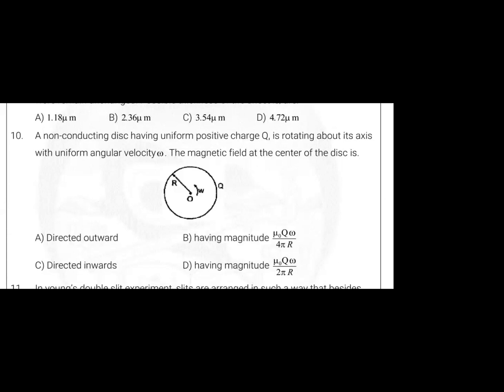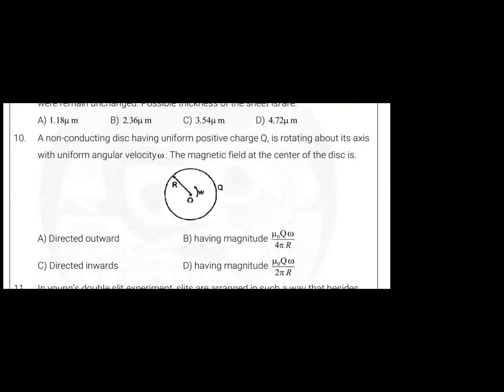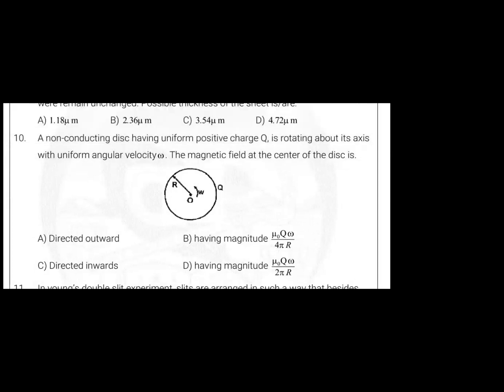So let's go through this question. A non-conducting disk having a uniform positive charge Q is rotating about its axis with uniform angular velocity omega. Find the magnetic field at the center of the disk. So how will we do it? We'll integrate rings. Ritika, is it your question, beta? Okay. So we will integrate rings and find the magnetic field due to each small ring.